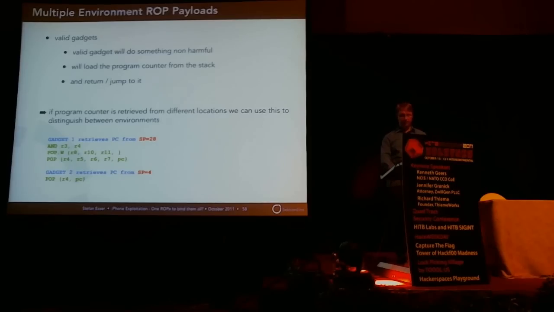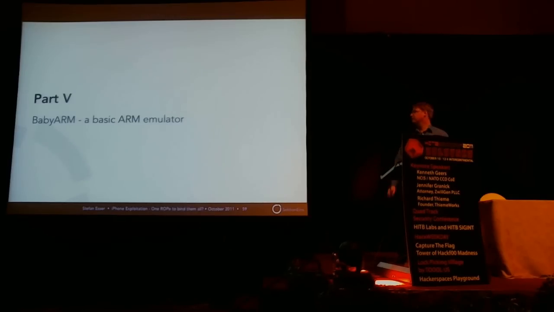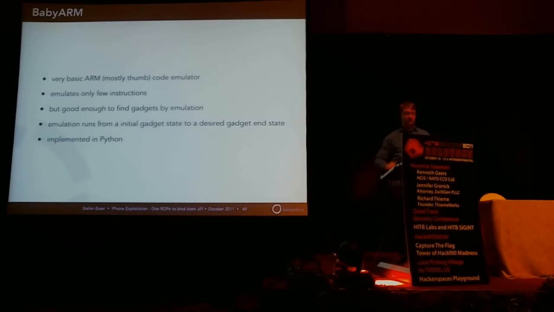So I wrote a little ARM emulator, which I call the baby ARM, because it's really a very, very basic ARM emulator. This means it only emulates a few instructions, mostly only the thumb instructions. And although it only emulates very few instructions, it's good enough to find gadgets because I implement the opcodes that are used at the end of functions usually, or around the subroutine calls.